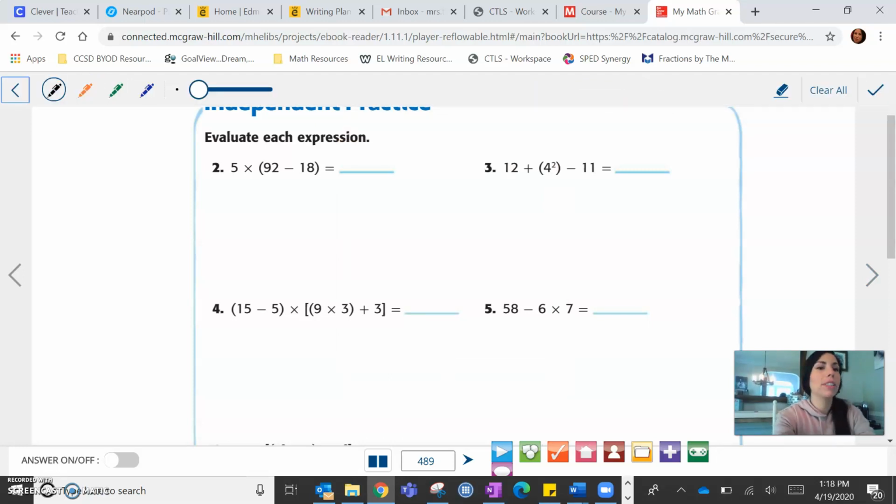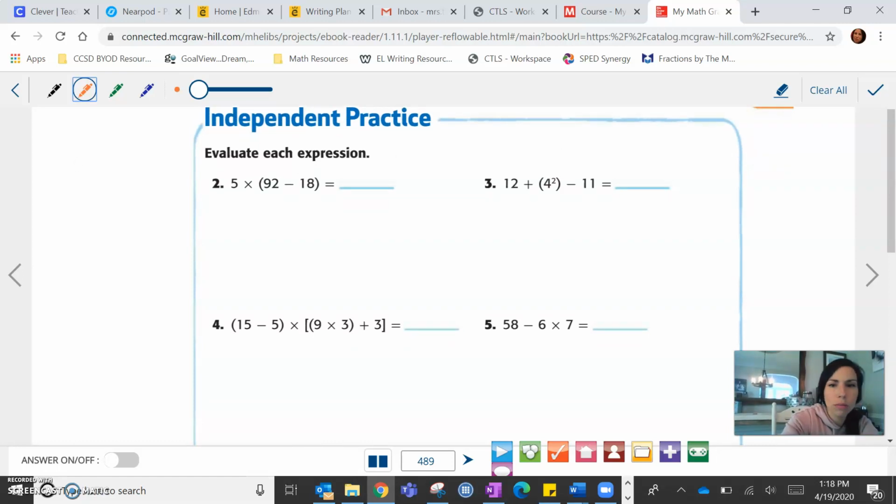So number 2, sorry, trying to get my trusty pen out. I'm going to do it in orange. Okay, so number 2, 5 times 92 minus 18. Okay, let's write, oh, we can't write in the corner. Let's write up here. Oh, my. I gotta make that a little smaller. That is way too thick. Okay, there we go.